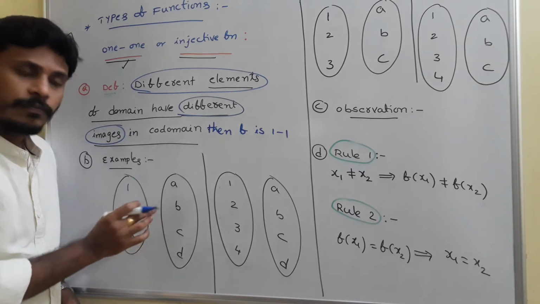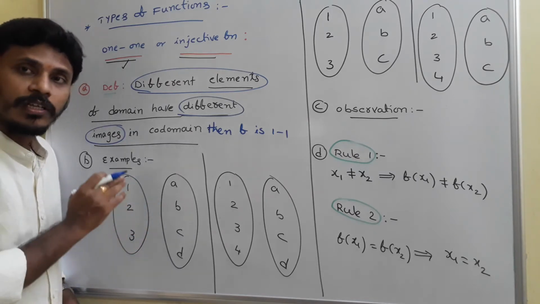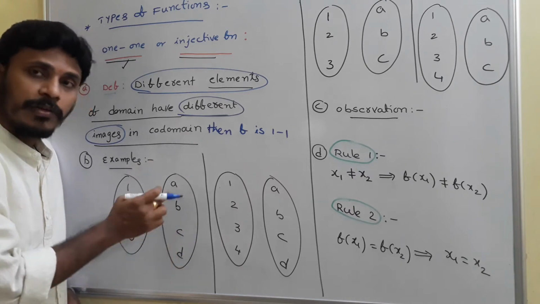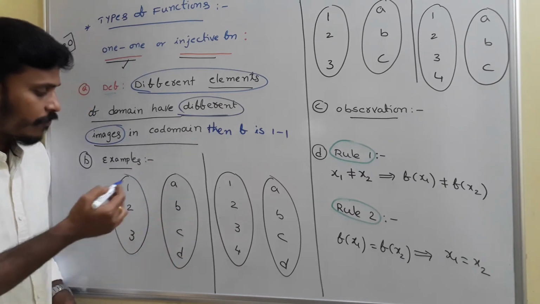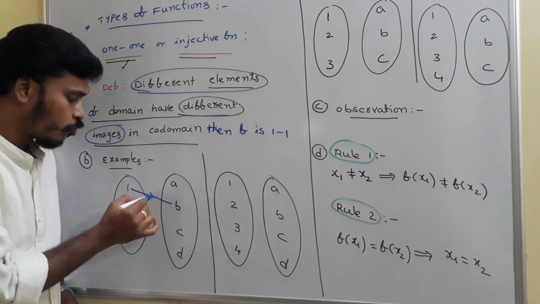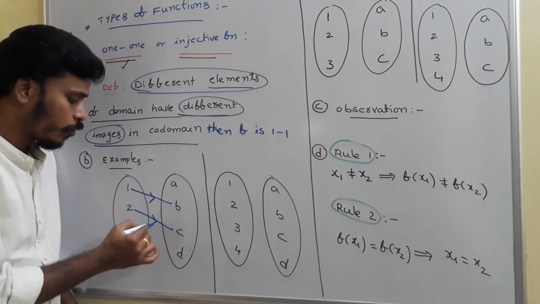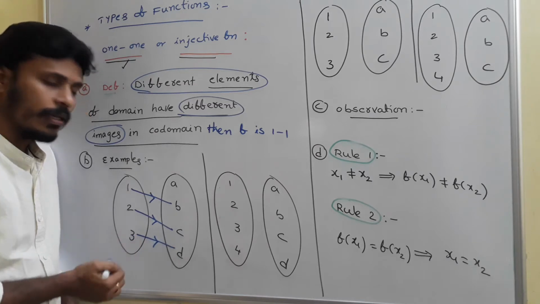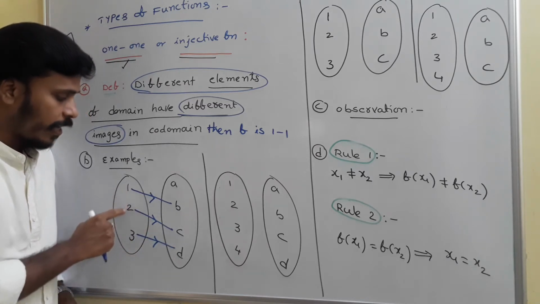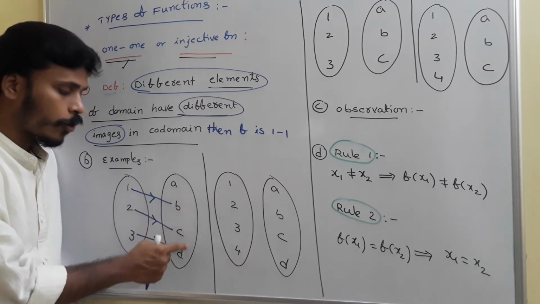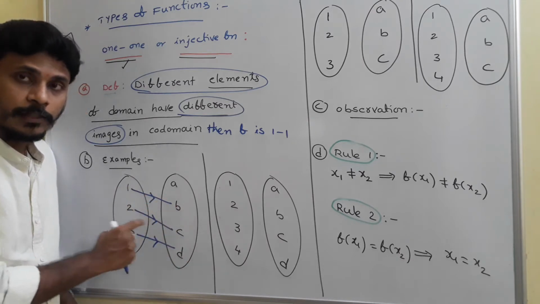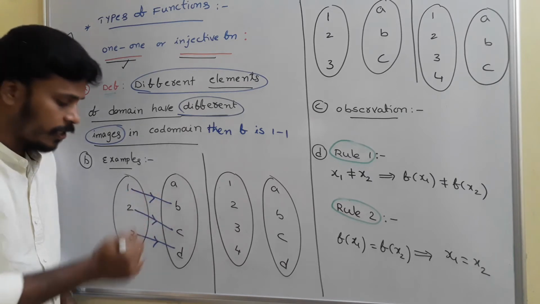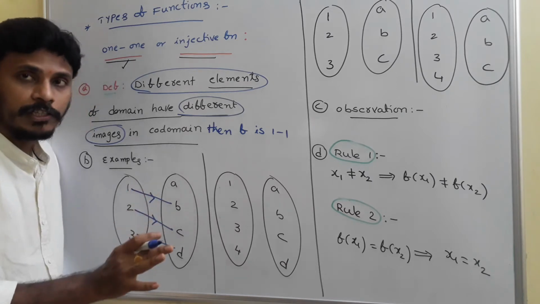See, for a function, the set containing 1, 2, 3 is the domain and the set containing a, b, c, d is the codomain. I need to map in different possible ways. Suppose I map 1 to b, 2 to c, 3 to d. Just have a look here. The elements are different and they correspond to different images. One element is connected to one element. One-one correspondence is there. So this function is called a one-one function.